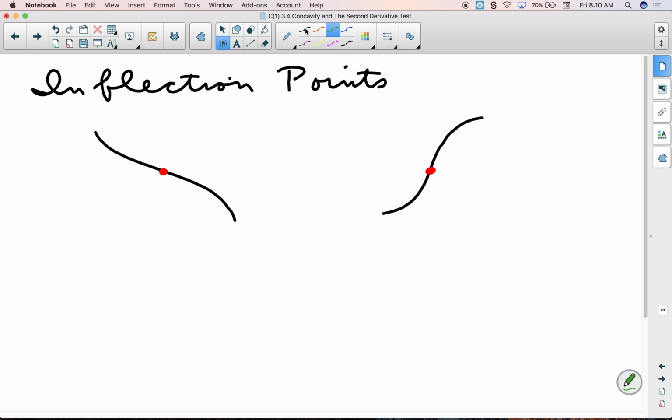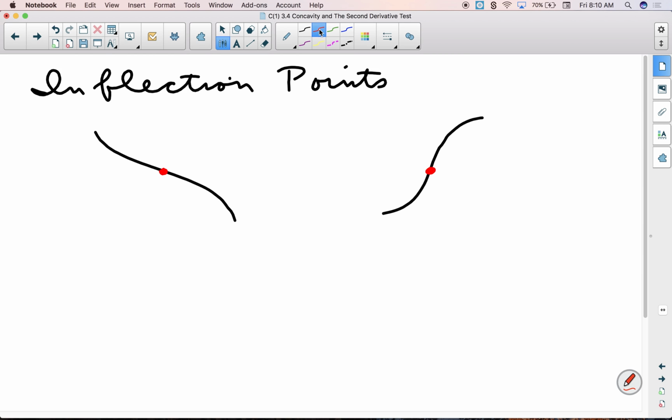We're going to finish 3-4 this morning, and it concludes with this topic about what are known as inflection points. An inflection point is a point on a graph where the concavity changes. Okay, so I've tried to illustrate this with these two figures here.